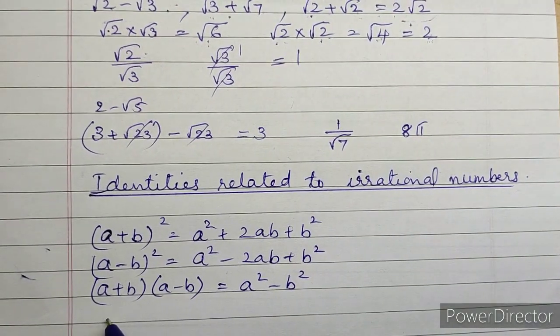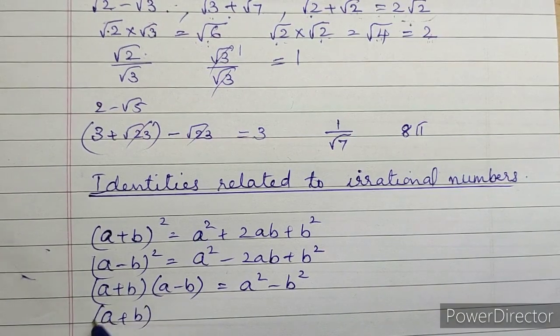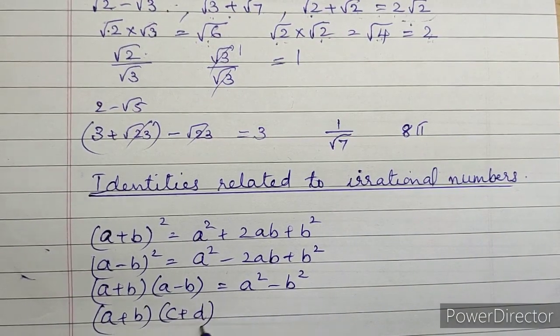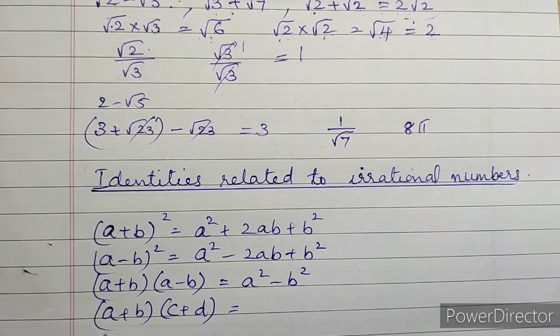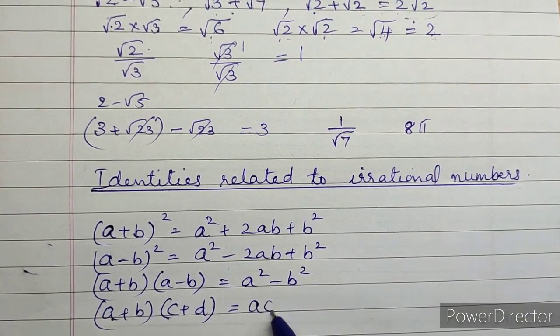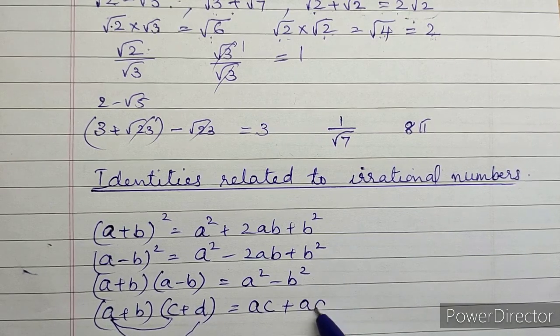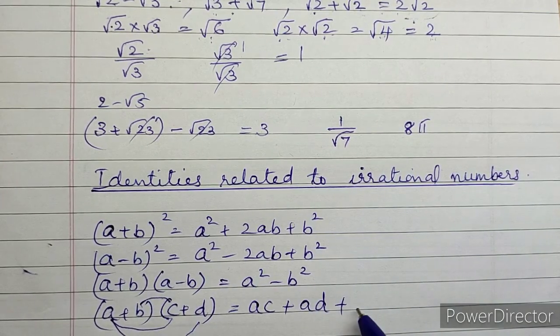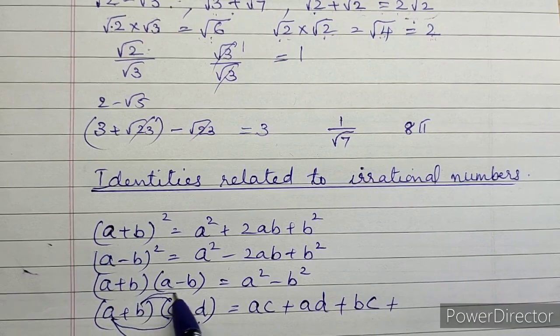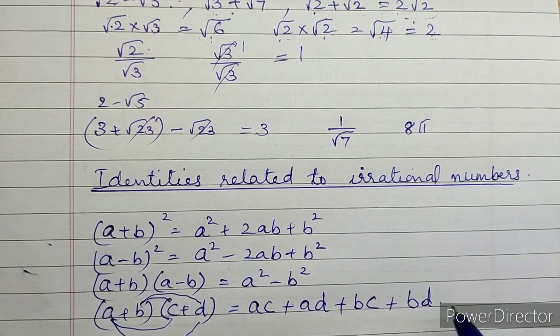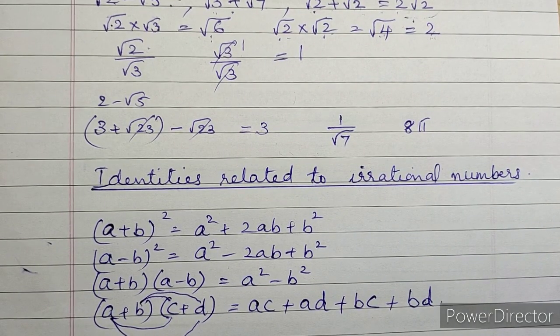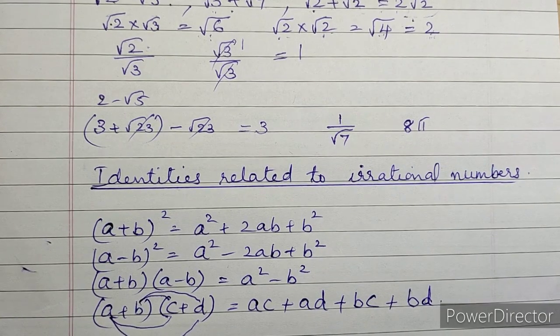If it is a plus b into c plus d, all four different, it means a into c, ac plus ad plus bc plus bd. So this is the next identity. So all these 4 identities we have already learned. So using this, if it is an irrational number, how will you find the answer?